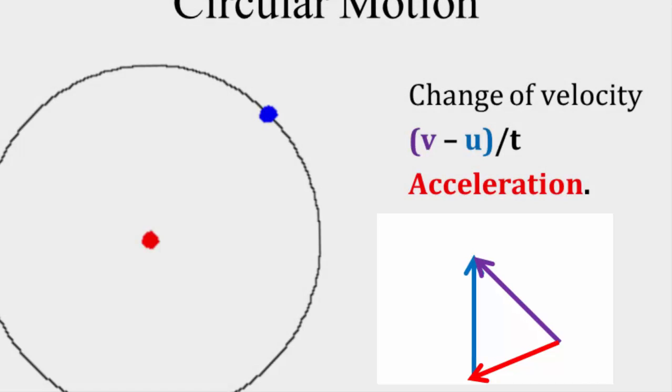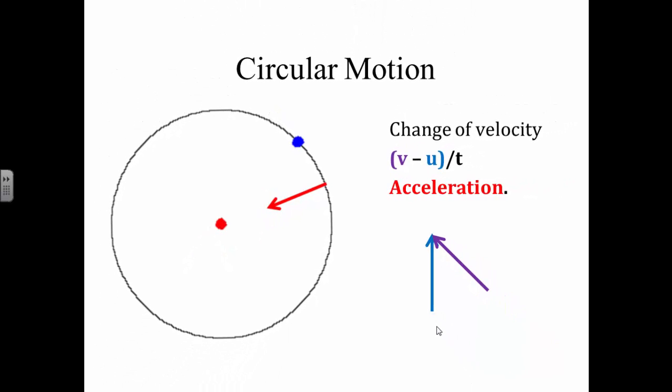So the direction of the change of velocity is in this direction, and because the acceleration is the rate of change of velocity, this also gives the direction of the acceleration. So the acceleration is always towards the center of the circle, and that's why it's called the centripetal acceleration.